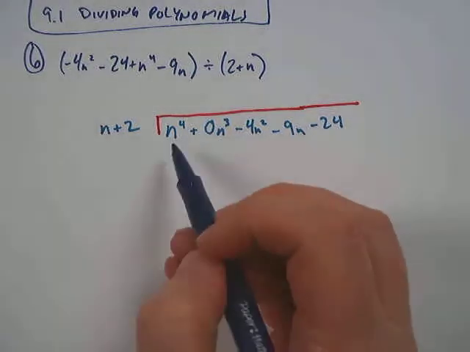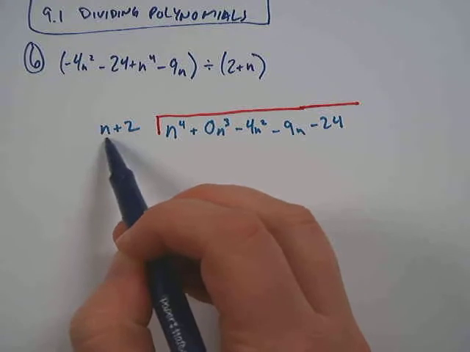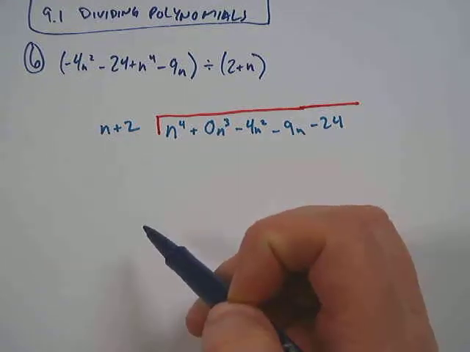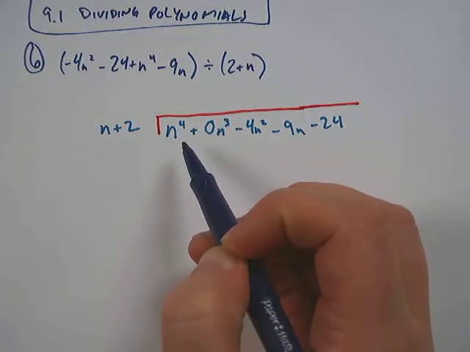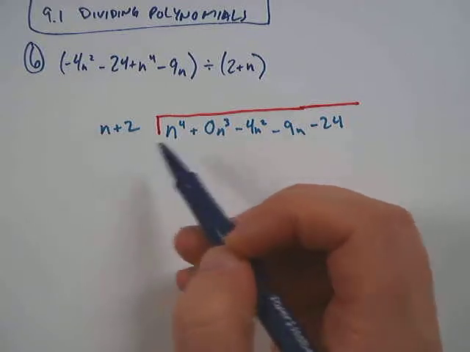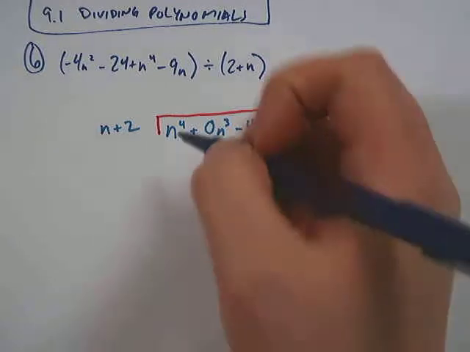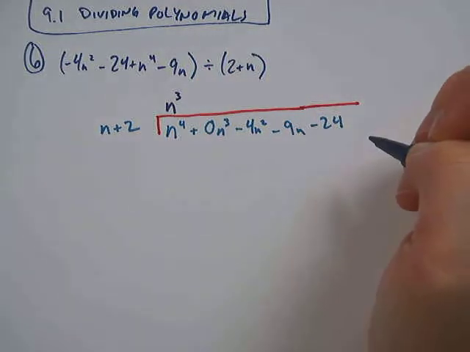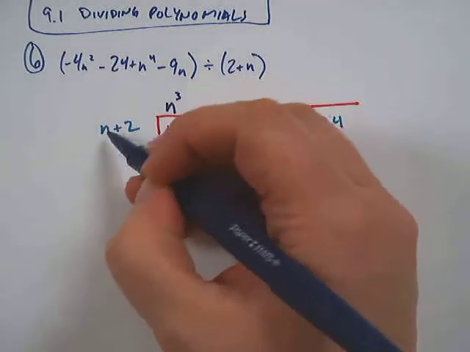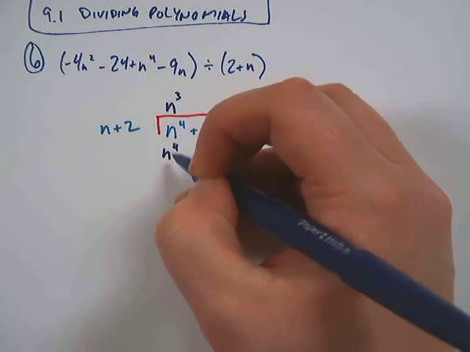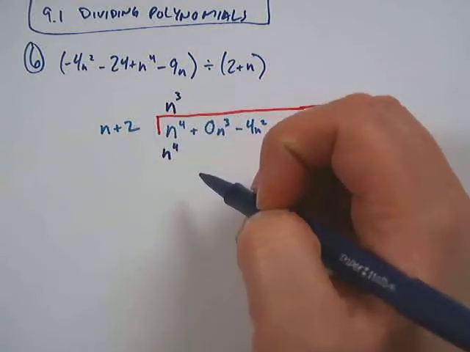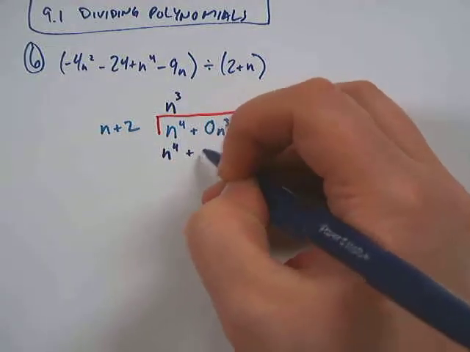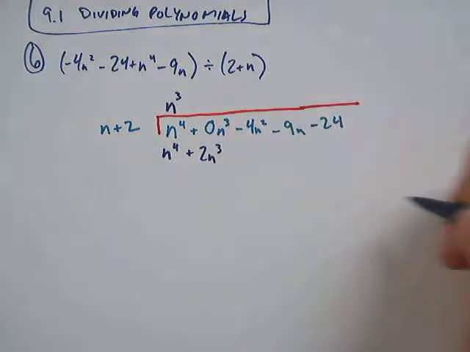So in order to get n to the fourth, we have to think, okay, what would I multiply n by to get n to the fourth? Well, n times n to the third power would be n to the fourth power. So we're going to put n to the third power there. So n to the third times n is n to the fourth. And then 2 times n to the third power is just going to be 2n to the third power.